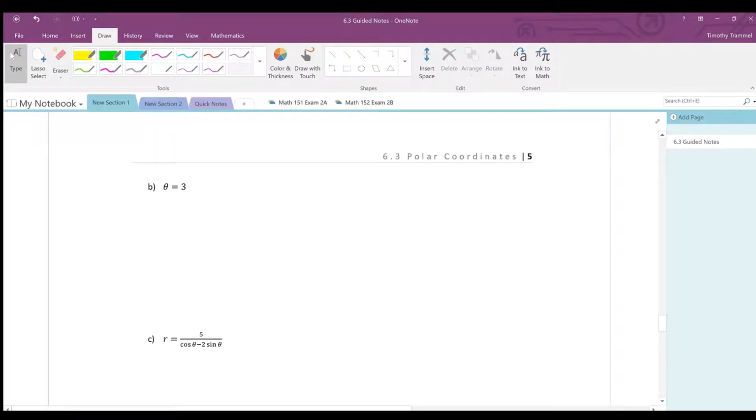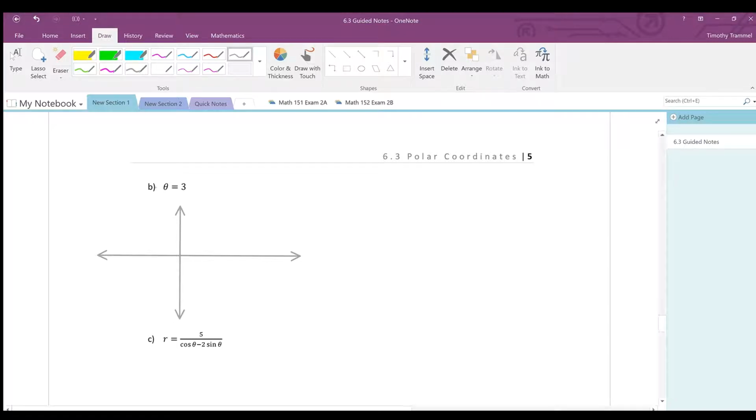All right, we have theta equals 3, and this one's actually kind of tricky like the last one. Okay? And this is because now we have to let theta equal 3, but let r vary. Okay, let's sketch in our axes. And so this is one we actually can't graph on the calculator, because you might remember on the calculator when we were in polar mode, the equations are r equals, not theta equals.